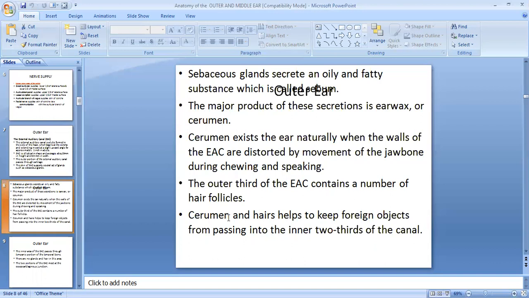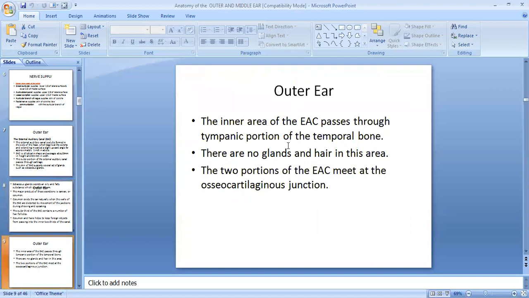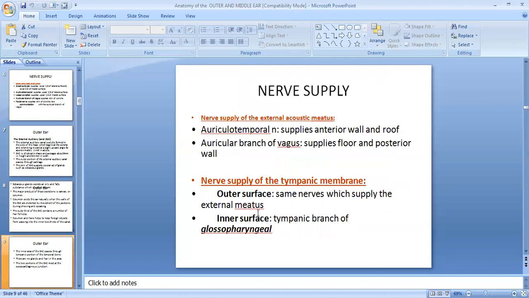So the outer part has hair follicles. So if there is any infection in these hair follicles, then it is very painful because there is less space. Cerumen and hairs help to keep foreign objects from passing into the inner two-thirds of the canal. The inner area of EAC passes through the tympanic portion of temporal bone. There are no glands in this area. The two portions of the external auditory canal meet at the osteocartilaginous junction.